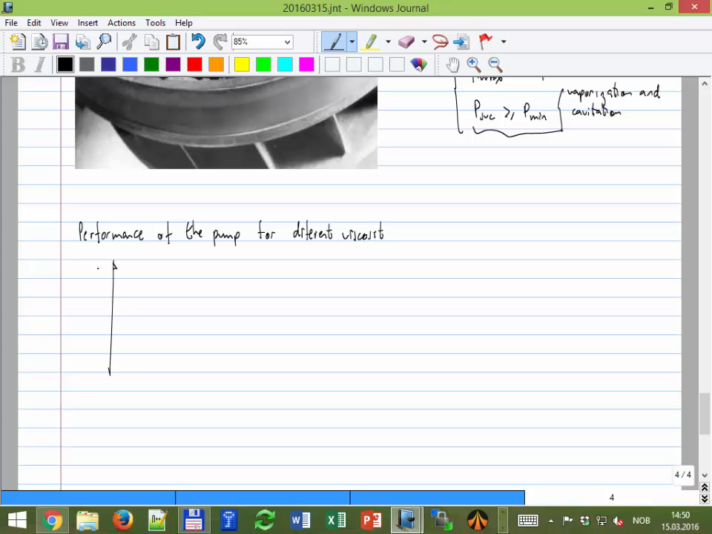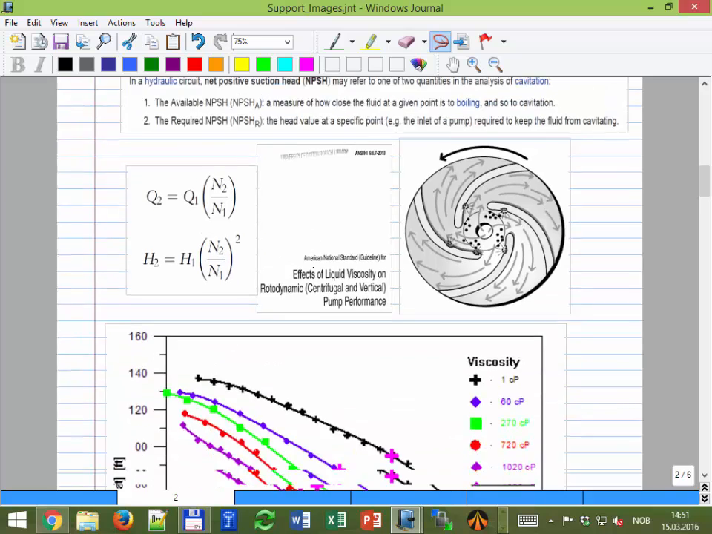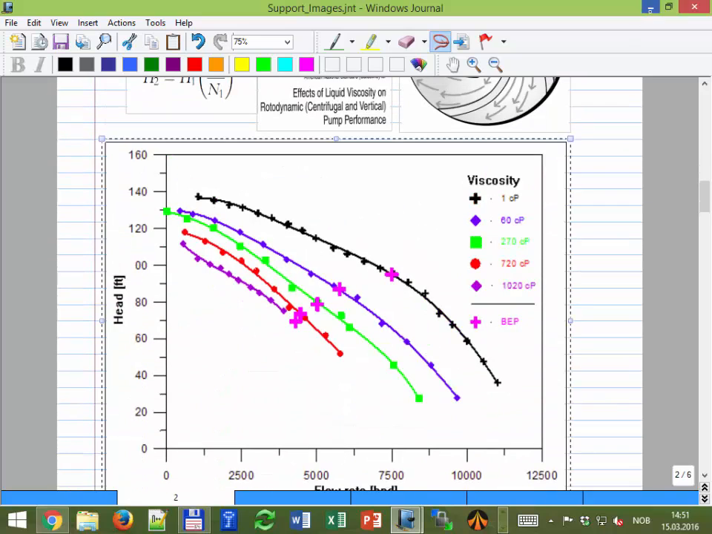And actually when the measurements are done for water, that will be a viscosity of 1 centipoise. But as we increase the viscosity, the performance is going to decline. This might be for 10 centipoise, this might be for 100 centipoise. So it's going to deteriorate with the viscosity. And actually that's quite a big area of research.